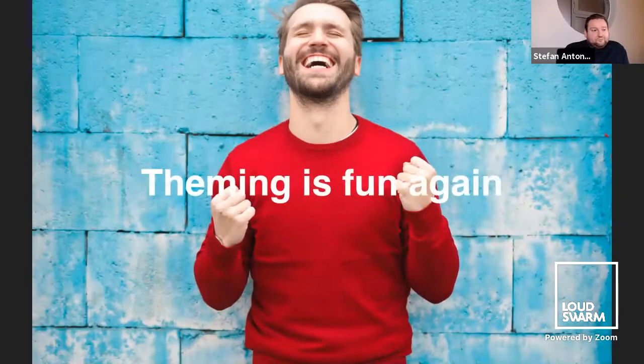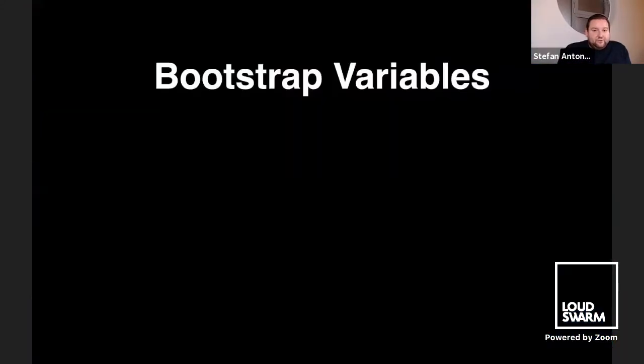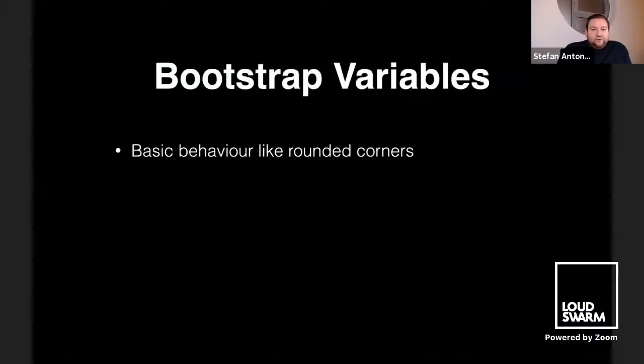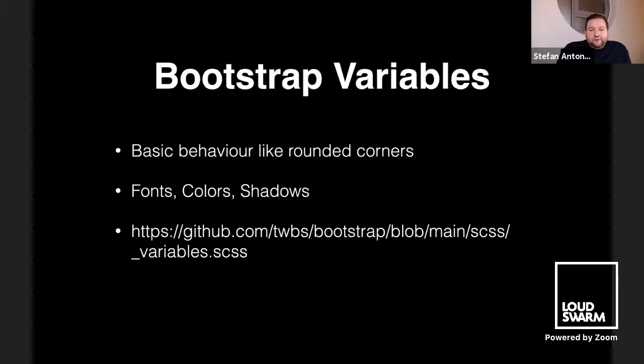is fun again. You saw that already in Peter's talk. Bootstrap variables for the basic behavior of the theme are there. There you can define fonts, colors, shadows, whatever you like. In the node modules folder, there is a variables file where you can see all of Bootstrap's variables you can touch. I linked the GitHub URL here because then you can access it in the browser quickly.